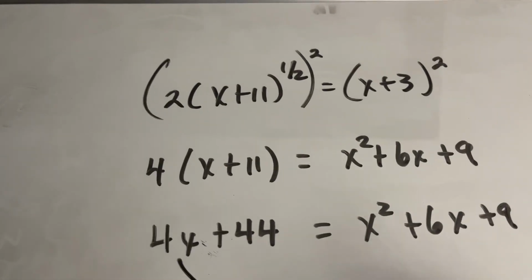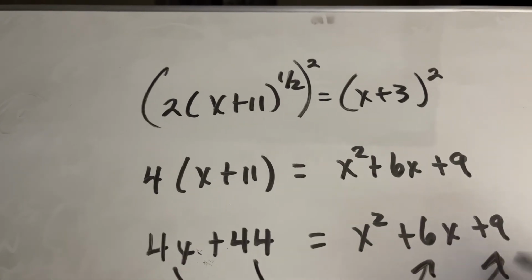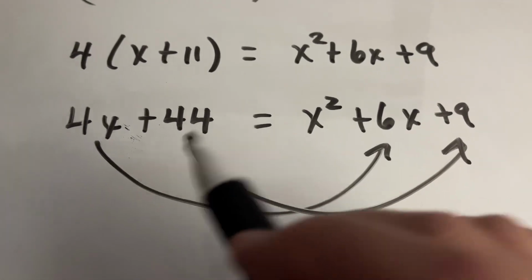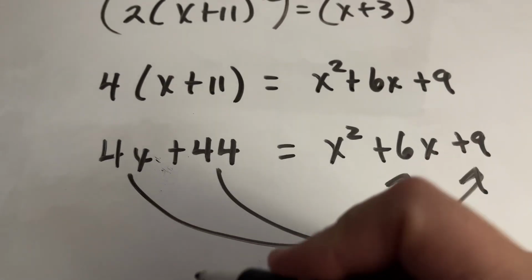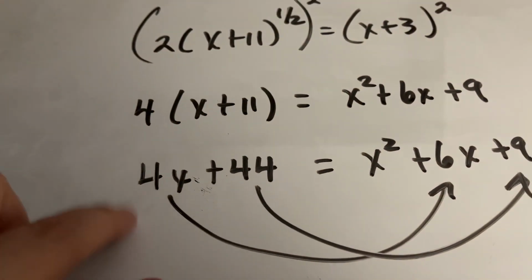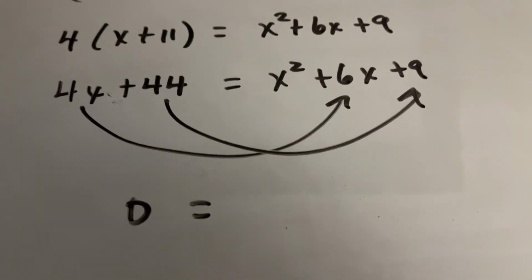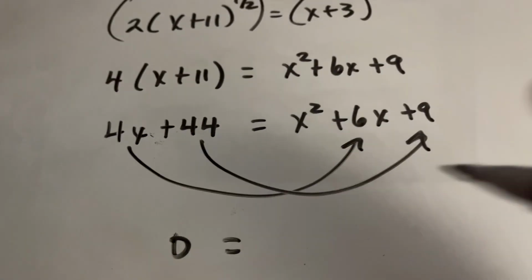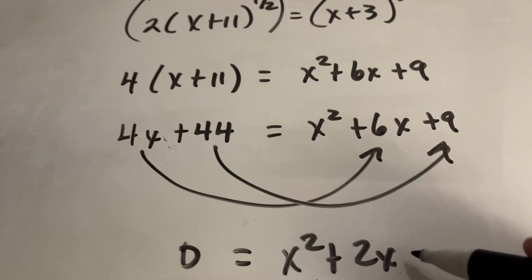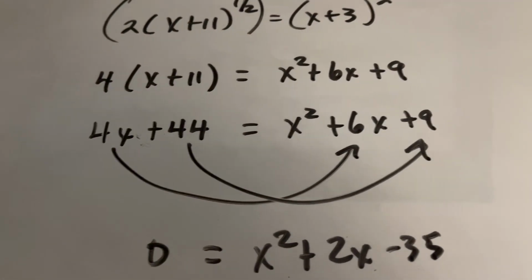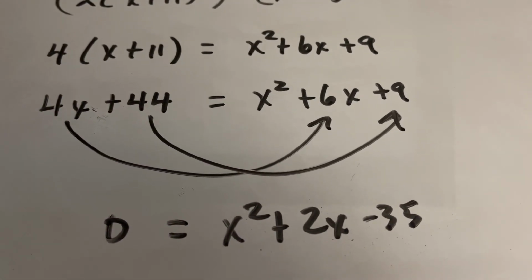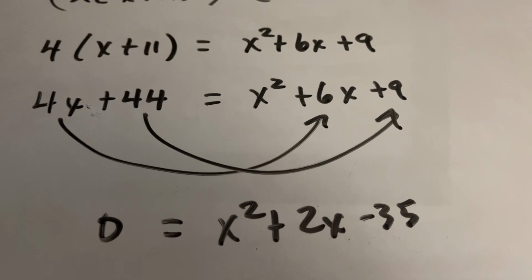So I'm going to swing these guys over and subtract them. So I'm subtracting 4x from both sides, and I'm subtracting 44 from both sides. Now, if you do that, of course, you get nothing over there, because these things are leaving. I'm subtracting them. And so this is going to end up being x squared plus 2x minus 35, because negative 44 plus 9 is negative 35, and 6x minus 4x is 2x.